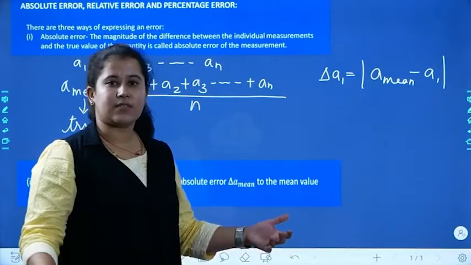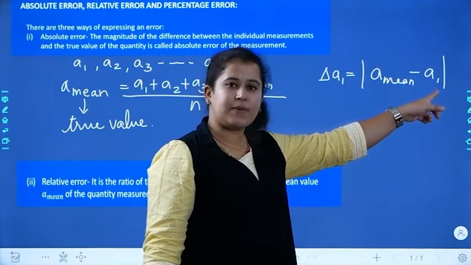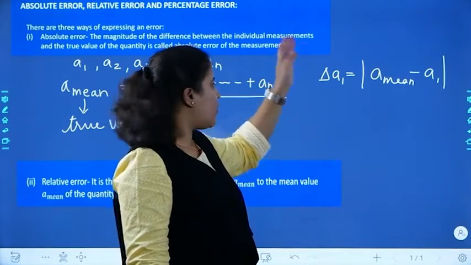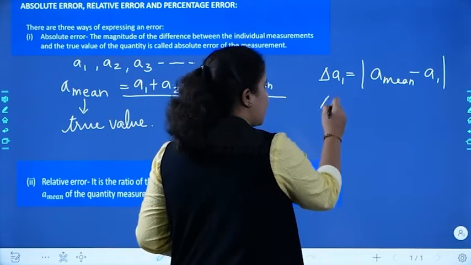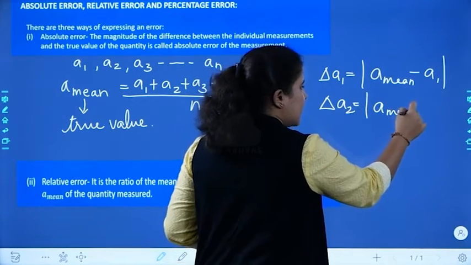Why mod? Because the absolute error is always positive. This is my true value, this is my measured value, and the difference between them is nothing but the absolute error, of the first observation. Next, similarly, I'll take it for the second observation. Delta A2 is equal to mod of A mean minus A2.